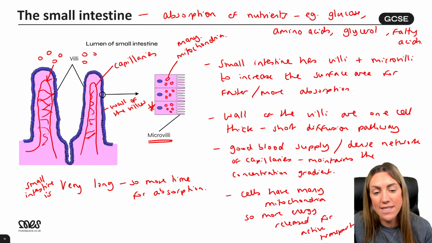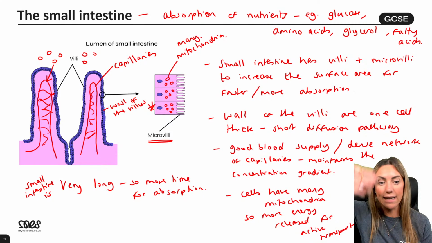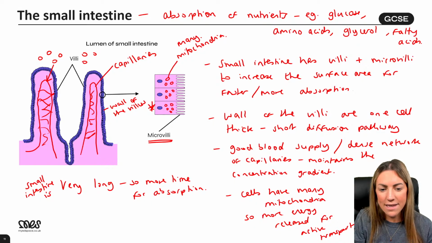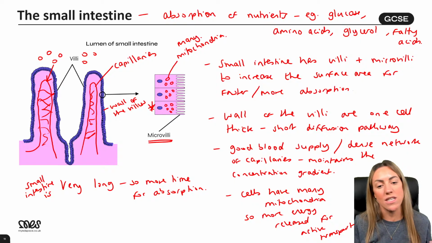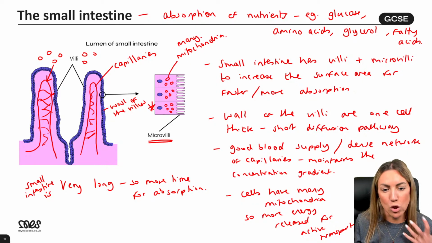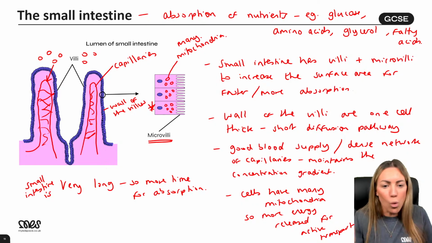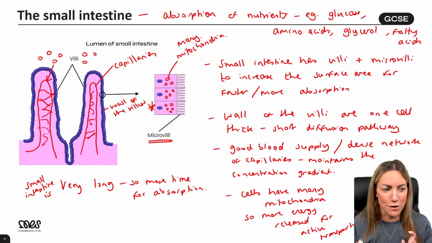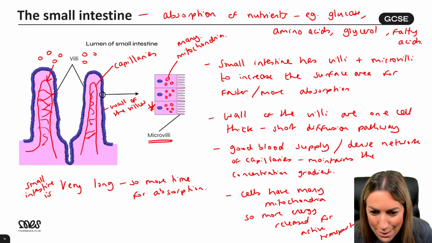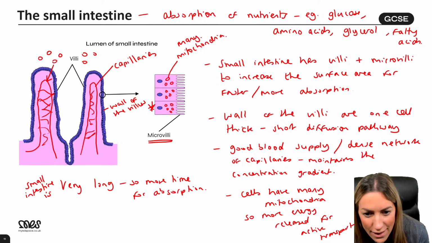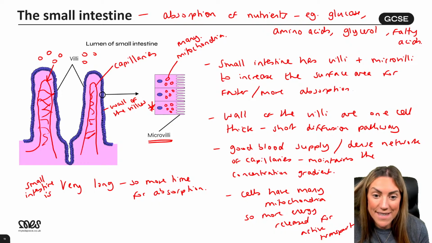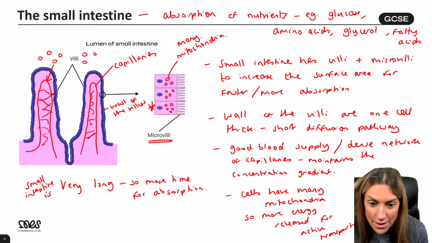The projections are called the villi, but then on the villi, you've also got microvilli. So you've basically got a huge surface area, faster absorption, and the wall is only 1 cell thick, short diffusion pathway. You've got all these different adaptations. Anaerobic respiration is in the cytoplasm, by the way, Lee.